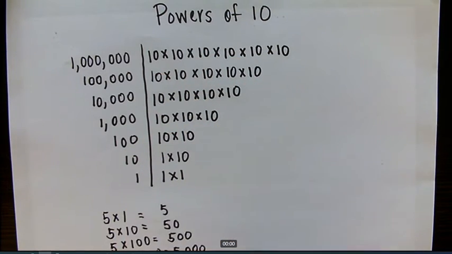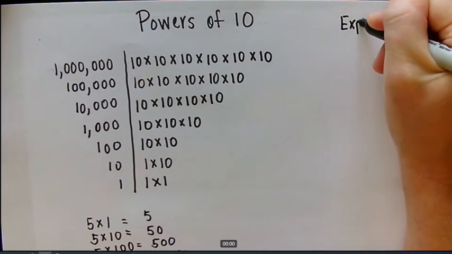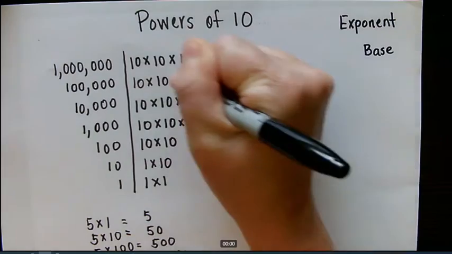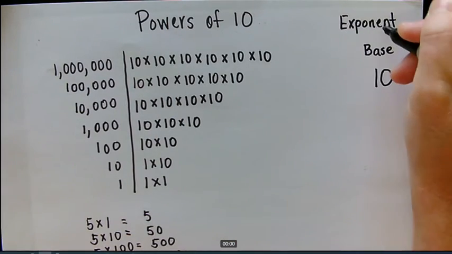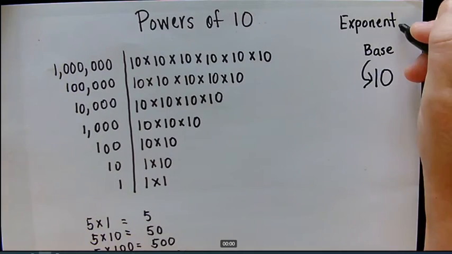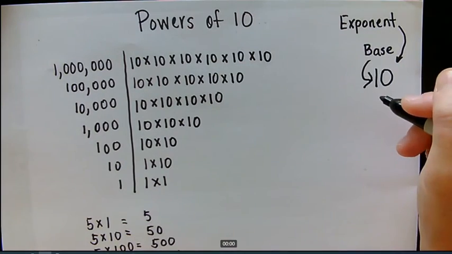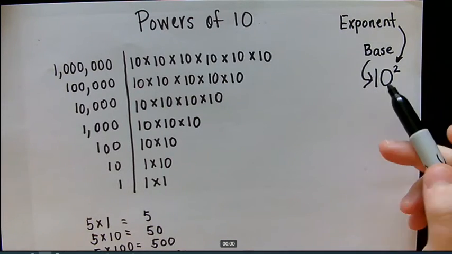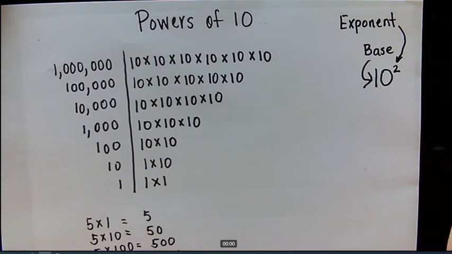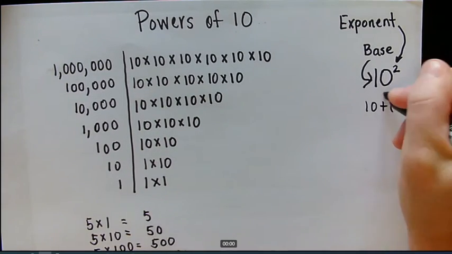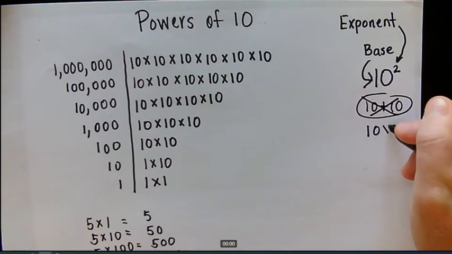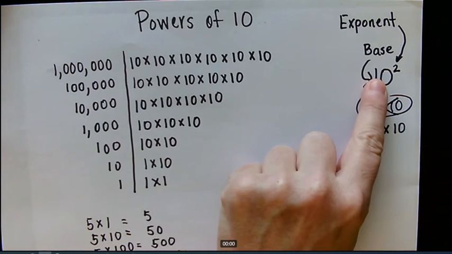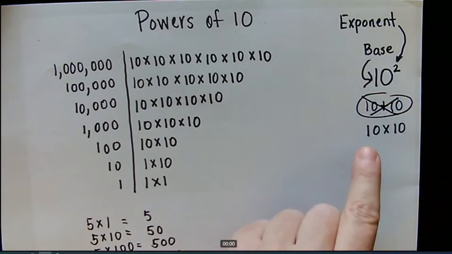Just a quick little review about exponents, and you probably already know this, but an exponent has a base. In this case, the base is 10. And the exponent is how many times we're multiplying that 10. In this case, we have 2 tens. So that's my exponent. I'm multiplying the number 10 2 times. This is not 10 plus 10. That's not right. It's 10 times 10. So the exponent tells me how many times I'm going to multiply the base by itself. So 2 tens, 10 times 10.